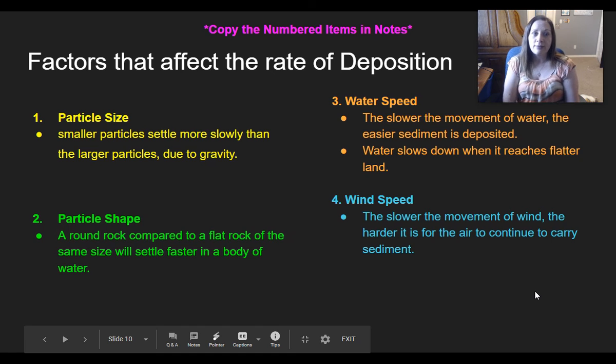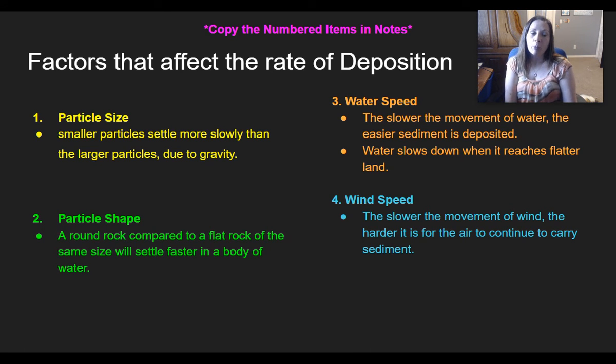All right, and finally, the factors that affect the rate of deposition. Number one is particle size. Okay, smaller particles settle more slowly than the larger particles because they're going to keep moving. Smaller ones are going to keep moving longer, right? They're not going to really stop as easily. But the bigger ones, it's going to be harder to move them, so they're not going to travel as far, and they're going to get deposited more quickly in a spot.